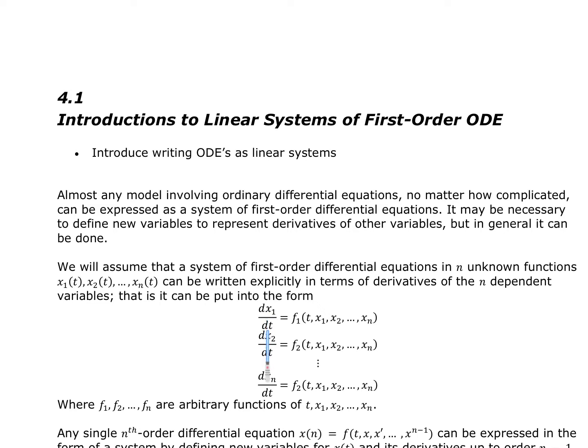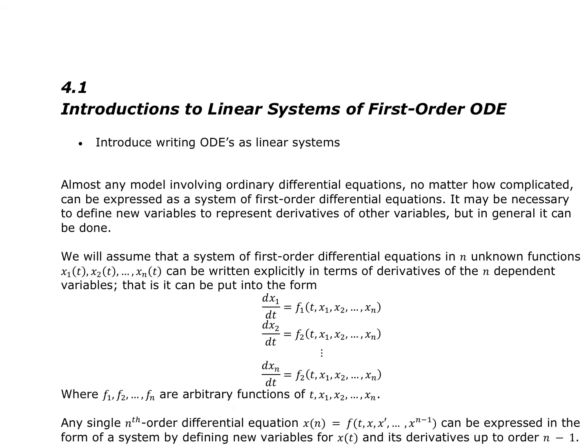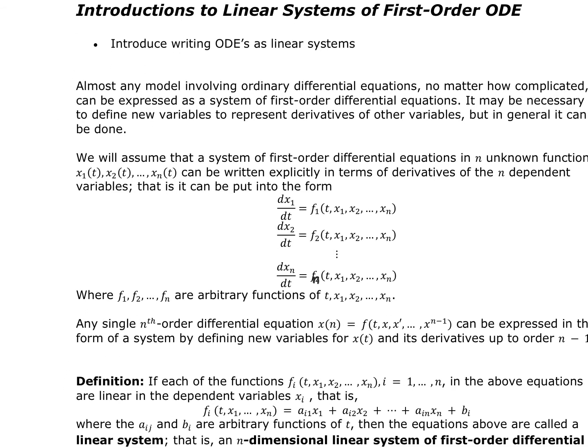The derivative of x sub 1 with respect to t is f sub 1 of t, x1, x2, all the way to x sub n. The first derivative of x sub 2 with respect to t can be written as f sub 2, same kind of thing. And the derivative of x sub n with respect to t is f sub n. That should be f sub n, not f sub 2. f sub n of t all the way to x sub n, where f1, f2, f sub n are arbitrary functions of t, x1, x2, x sub n.